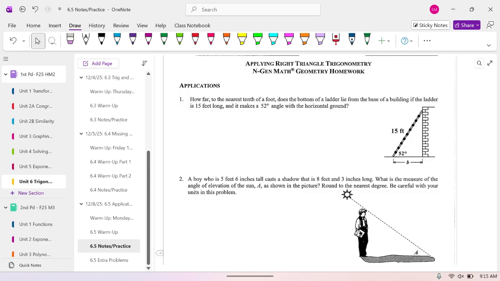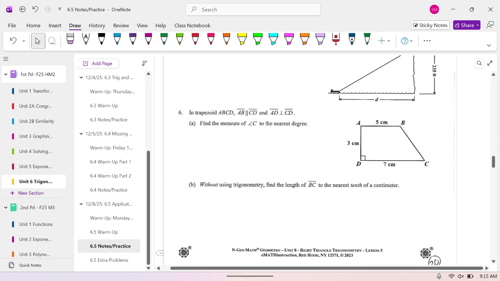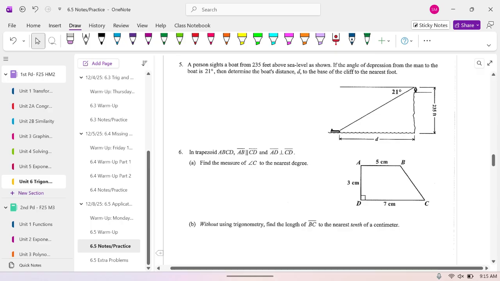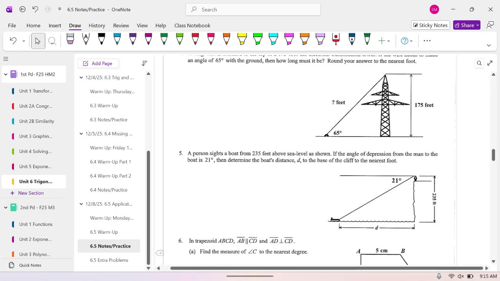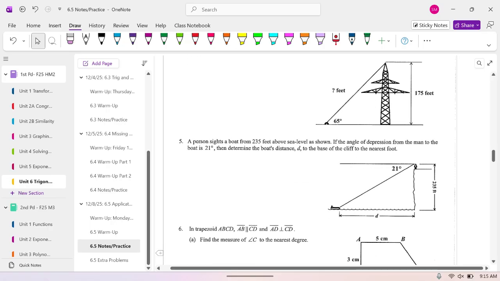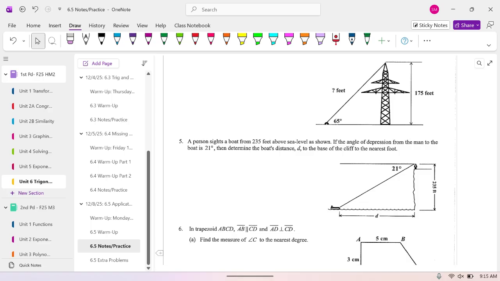So again, 8 through 10 on your extra problems packet, and then pages 19 and 20 on your regular packet. Don't do 5 through 7 because those problems are significantly harder than what we did today, and I've got to show you how to set those up.